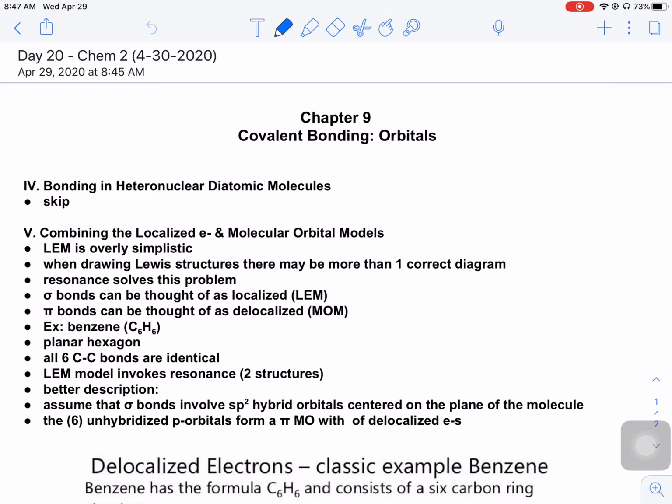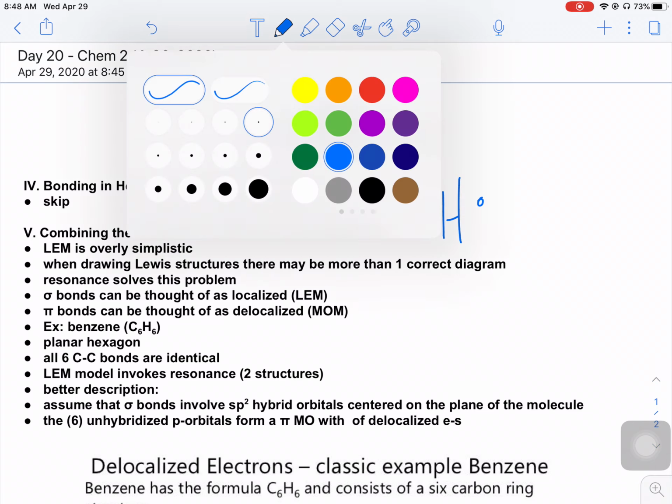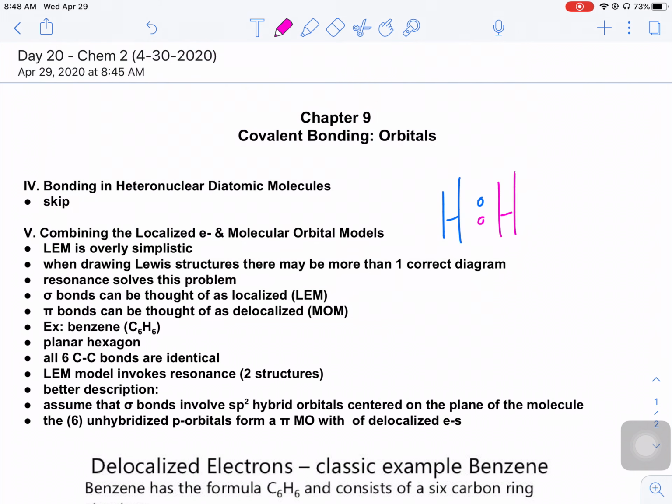So going back, the localized electron model is this idea that when there is a covalent bond, this covalent bond is basically sharing electrons between two adjacent atoms, okay?